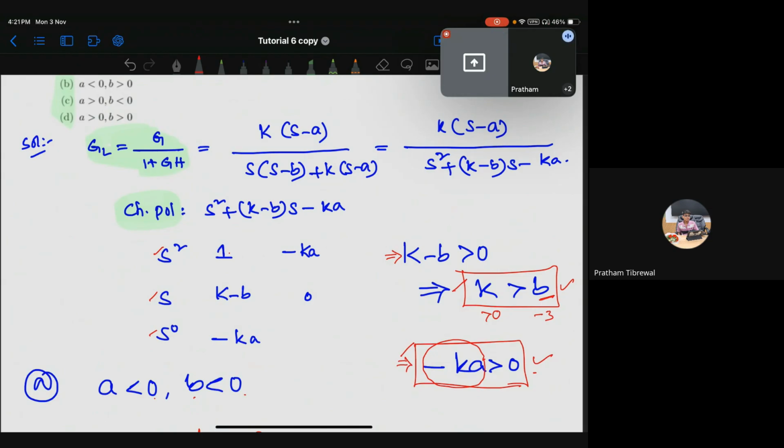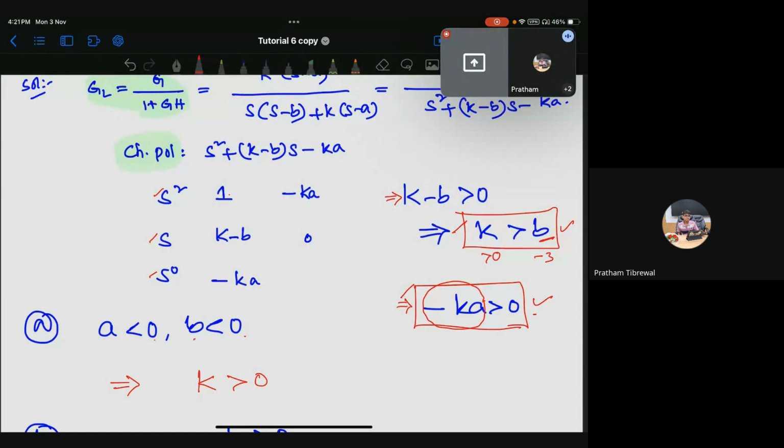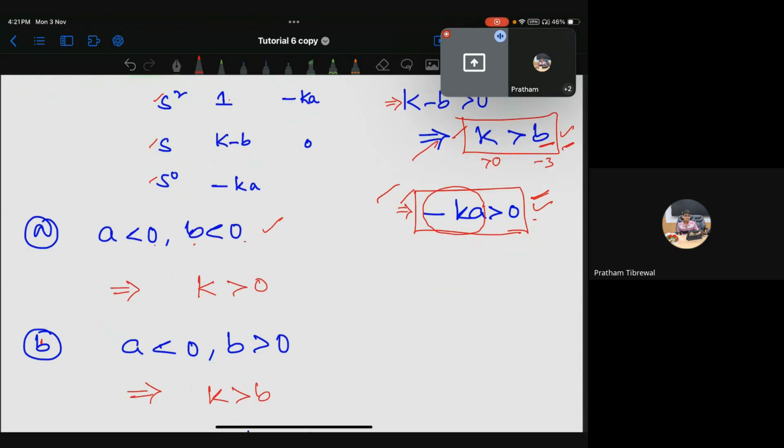Yes. So what is the common condition? k greater than -3, then it could be -2. So that's not possible. So we have to find the k which satisfies both these conditions for given values of a and b. If a and b are less than 0, k must be greater than 0 to satisfy these two conditions, which makes the system stable. Next case, a is less than 0, b is greater than 0. So in this case, when a is less than 0, k must be positive. That's clear.